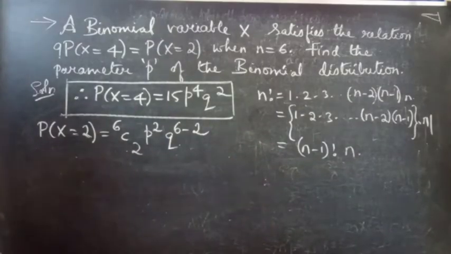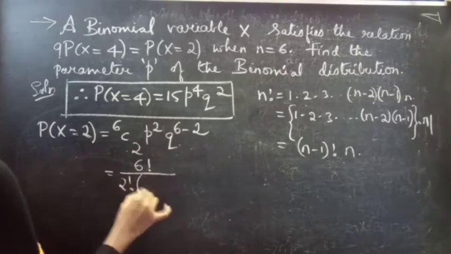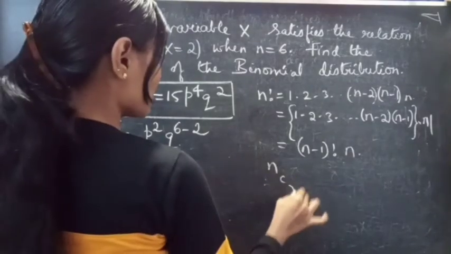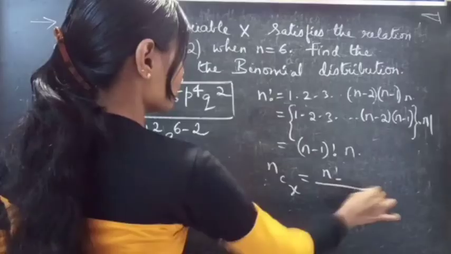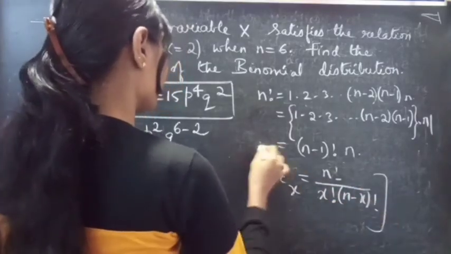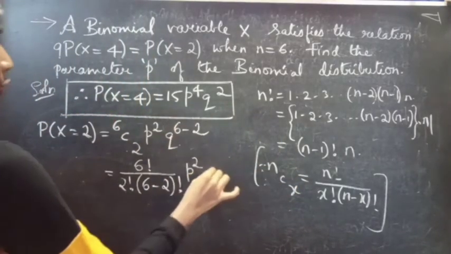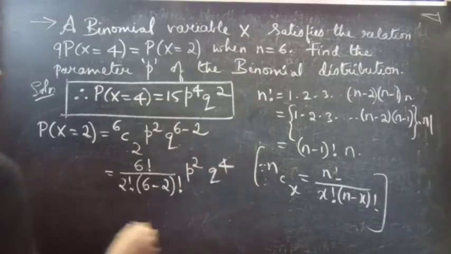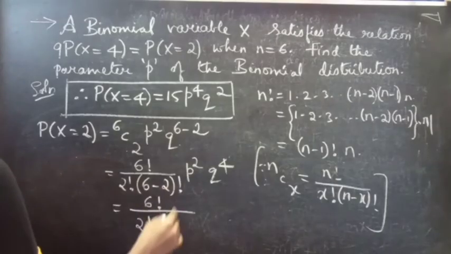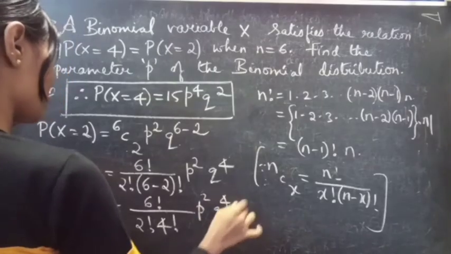So you have 6C2. You could write it as 6 factorial by 2 factorial into 6 minus 2 factorial, using the formula nCx equals n factorial by x factorial into n minus x factorial, into p square into q power 6 minus 2, which is 4. So you could write it as 6 factorial by 2 factorial into 4 factorial, with p square q power 4 remaining the same.